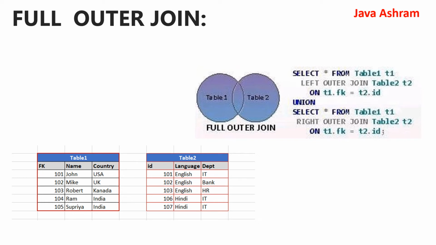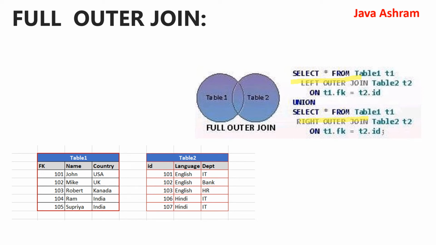Next is full outer join. If you see this picture, full outer join means you get all the data from table 1 and table 2. How will you execute this query? First you will take all the data from this table using the left outer join. Then you will take the data from table 2 using the right outer join.